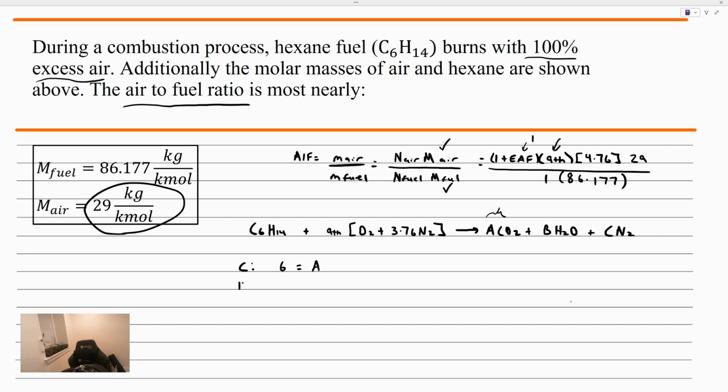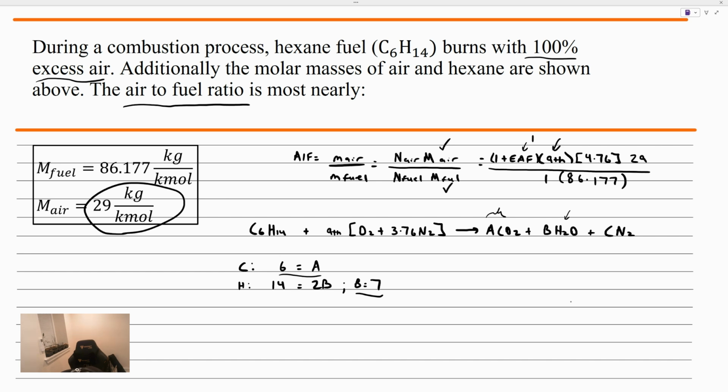What about the amount of hydrogens? The amount of H's that we have? What we see is that we have 14 hydrogens on the left-hand side. What about the right-hand side? We can go through and count it. We have 2B amounts of hydrogens on the right-hand side. So that means B is equal to 7.